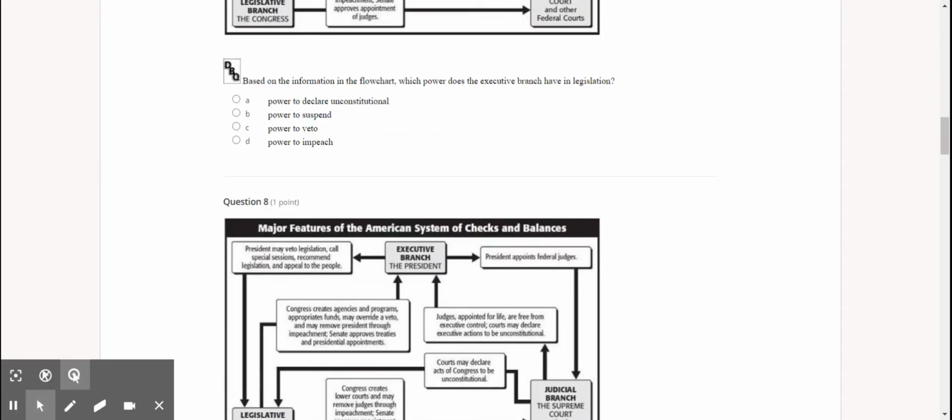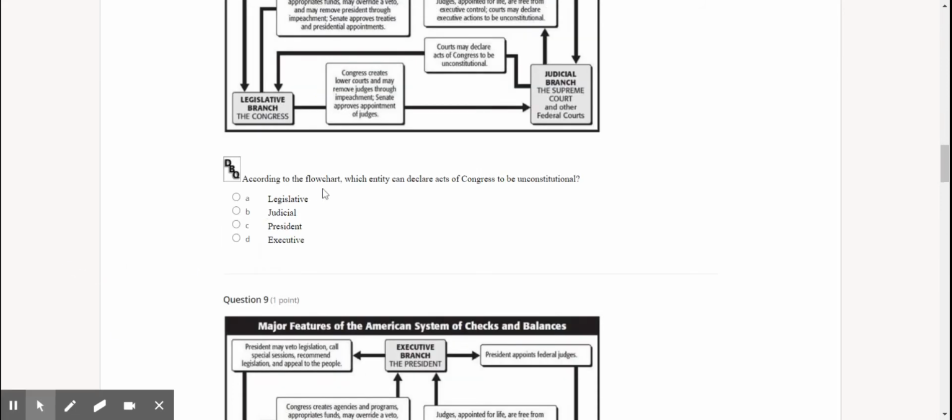All right, now that we know the major features of the American system of checks and balances, based on the information in the flowchart, which power does the executive branch have in legislation? Does it have the power to declare a law unconstitutional? Does it have the power to suspend? Does it have the power to veto or the power to impeach?